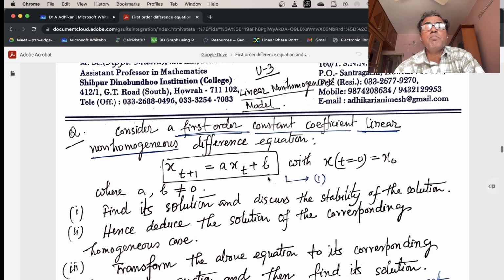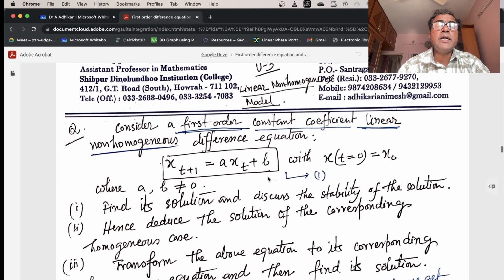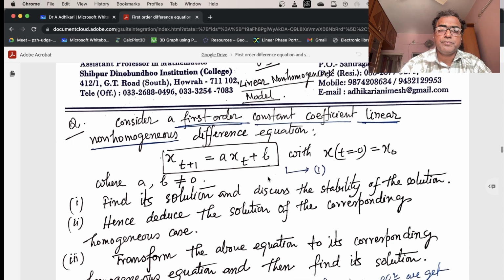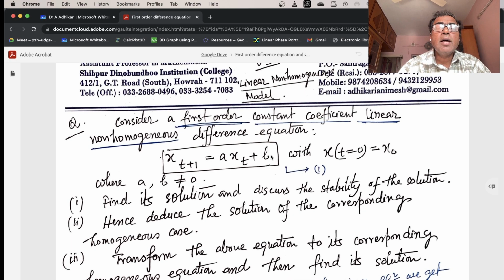Next, consider the first order constant coefficient linear non-homogeneous difference equation. Here the extra term is plus b, so it is a non-homogeneous difference equation. The only difference from the first difference equation is that b is not present there, and here b is not equal to 0. This is the first order constant coefficient linear non-homogeneous difference equation.